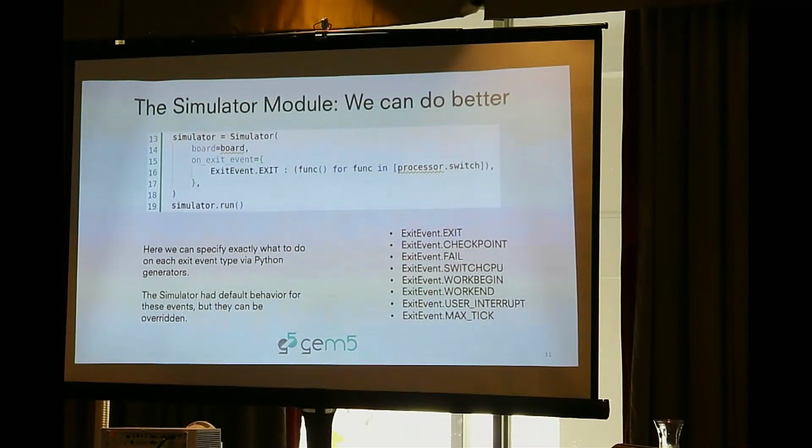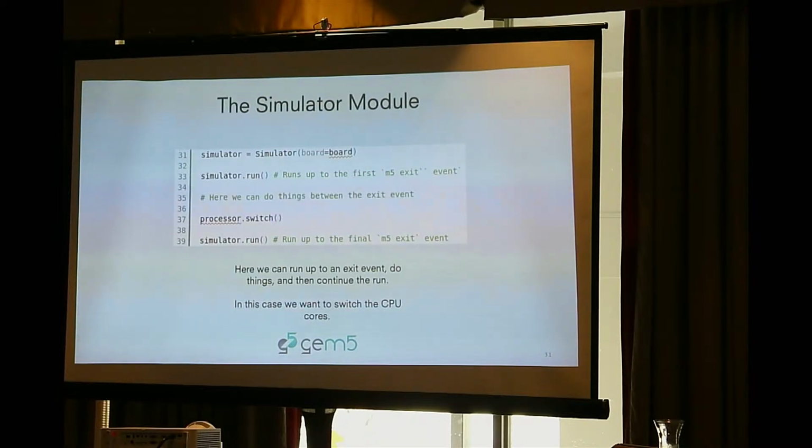So you could do exit event dot user interrupt and create a generator that, I don't know, maybe it just complains. Maybe it dumps the stats output. Maybe it does whatever you want. Or maybe that's when you decide to swap the processor. Maybe you want to swap the processor exactly when you do Control-C. So this is quite powerful. You can do it this way if you want. There's no stopping you, and this is very easy to read.